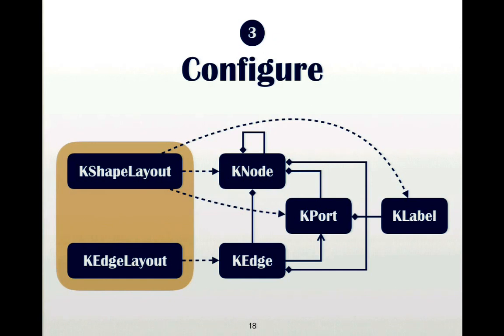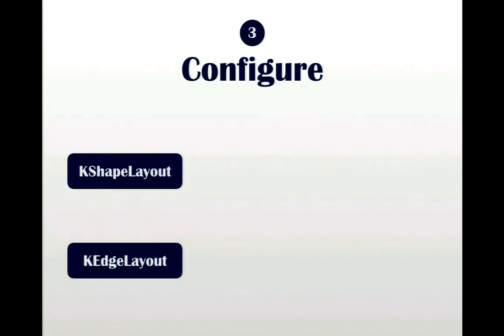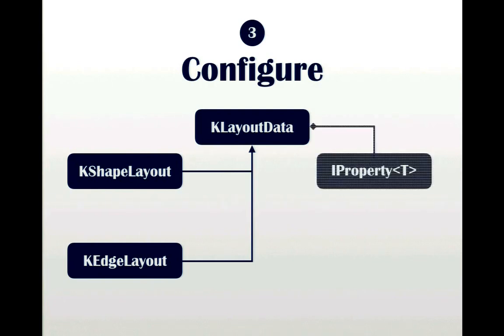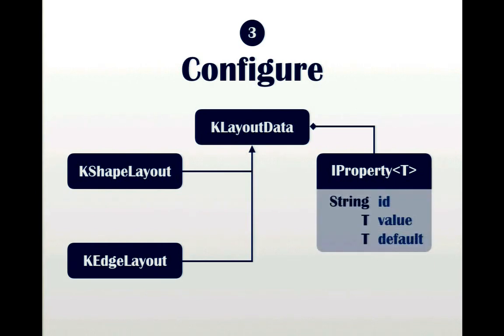I just told you that KShapeLayout and KEdgeLayout contain positioning information. That was sort of true. Well, it was true, but it wasn't the complete truth. So let's get rid of the other stuff and see what else they contain. They both inherit from a class called KLayoutData. And KLayoutData is just a map or a collection of properties. And the properties are nothing more than triplets of an ID that identifies the property, a value of that property, and a default value, if you just say, I don't care about that property, just take whatever you want and go do your thing.